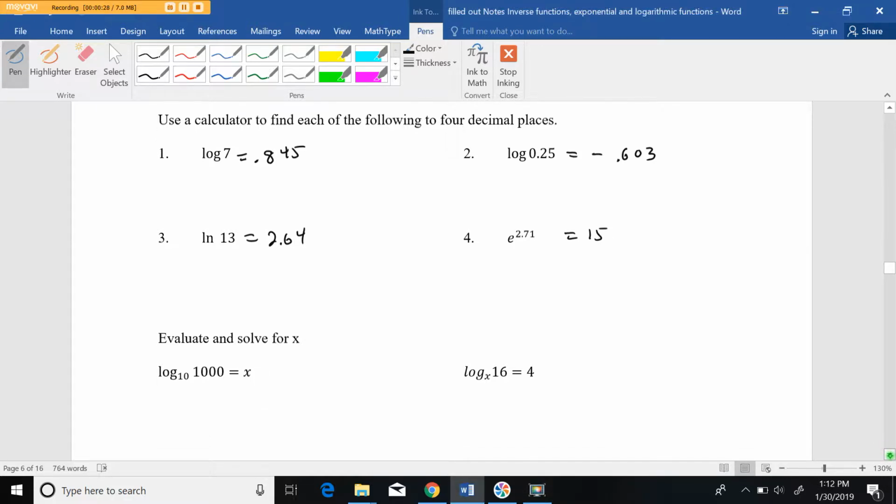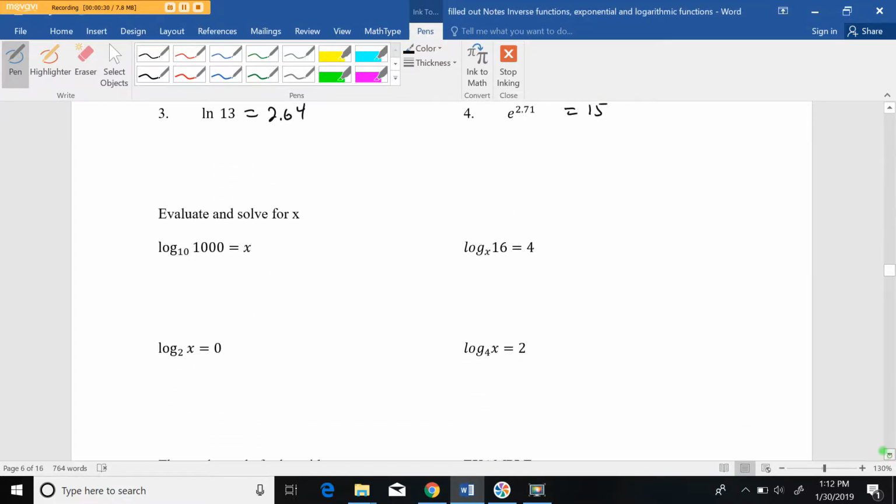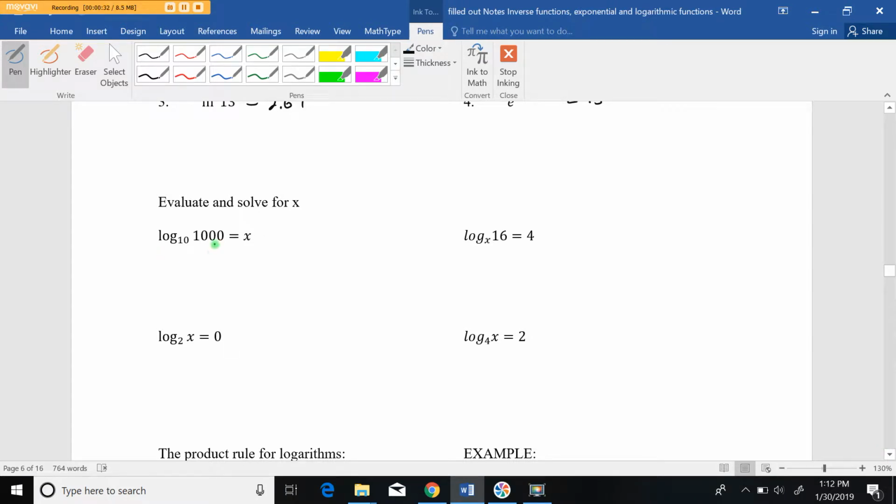Moving on. All right, evaluate and solve for x. So to solve these for x, let's write this in exponential form. This means 10 to the x equals 1,000. Now I'll go ahead and write this out. 1,000 is 10 to the third power. So 10 to the x equals 10 to the third, so x is equal to 3.